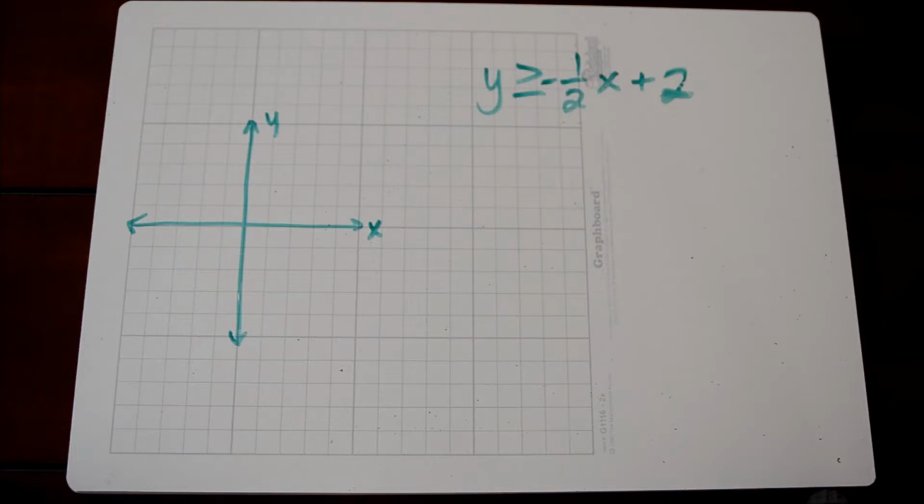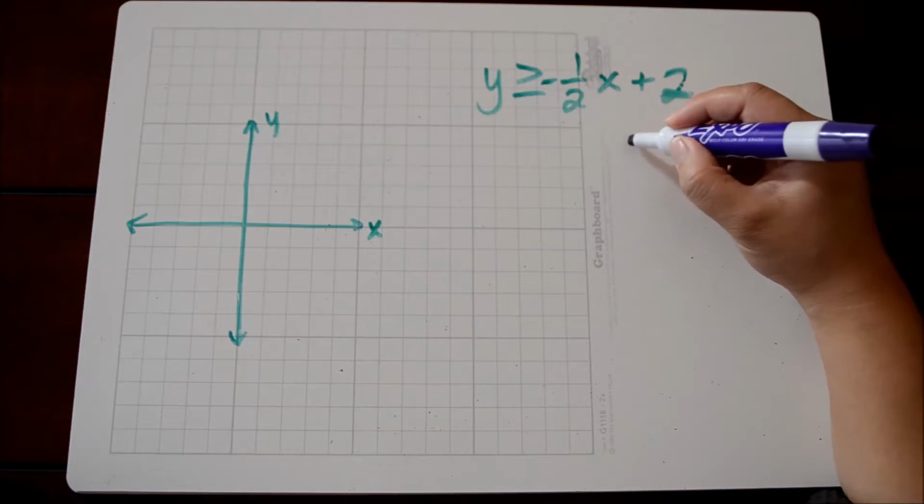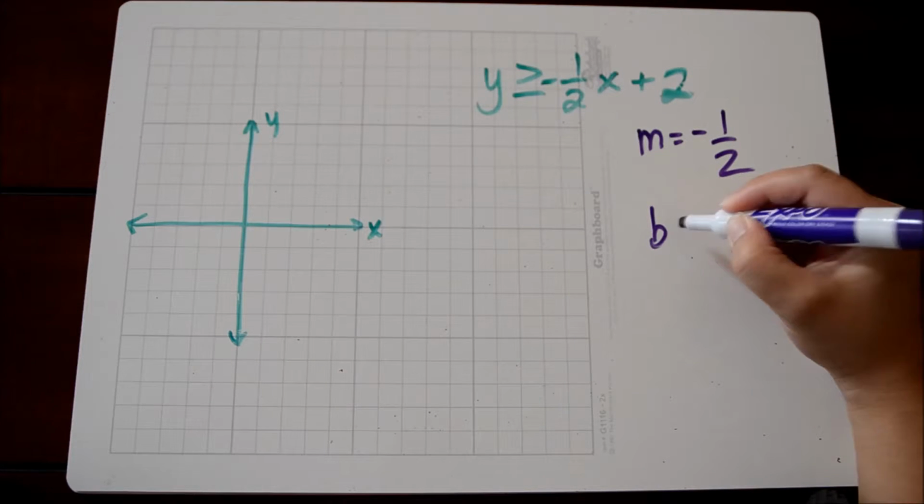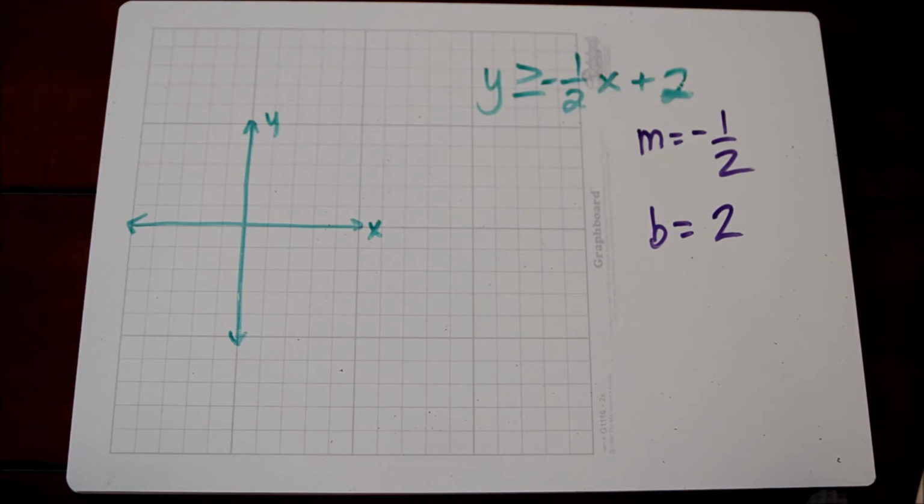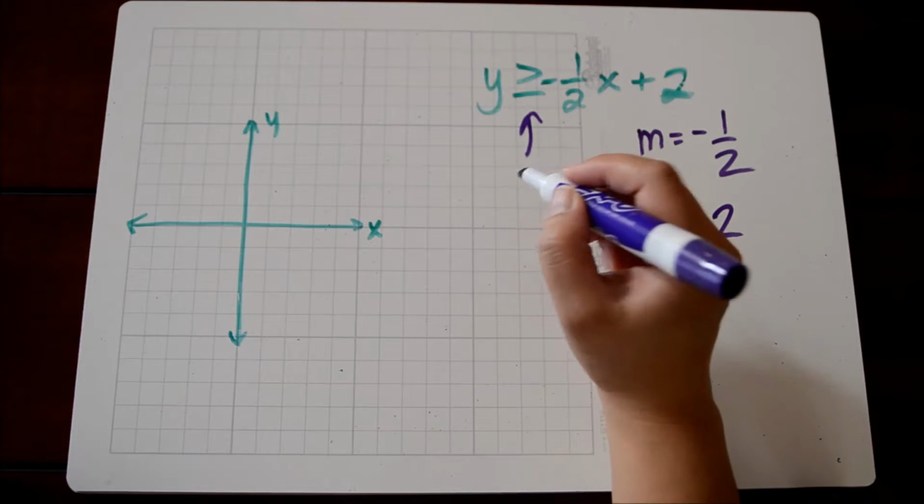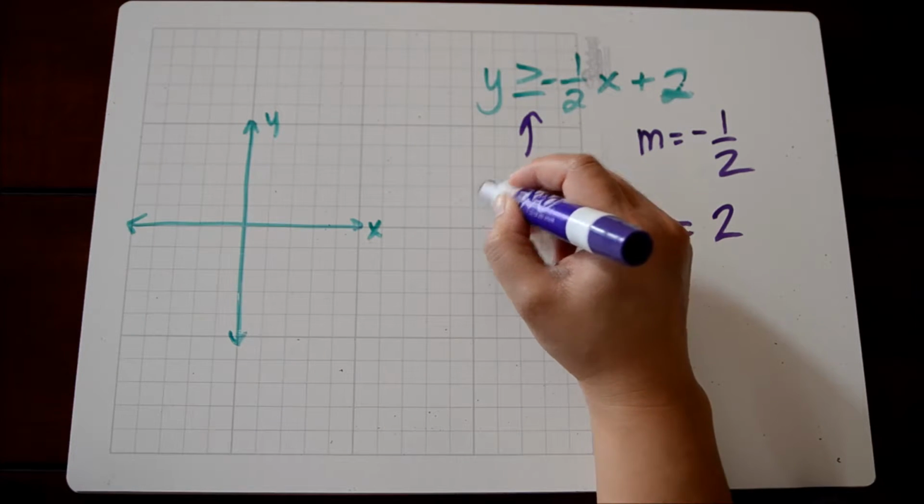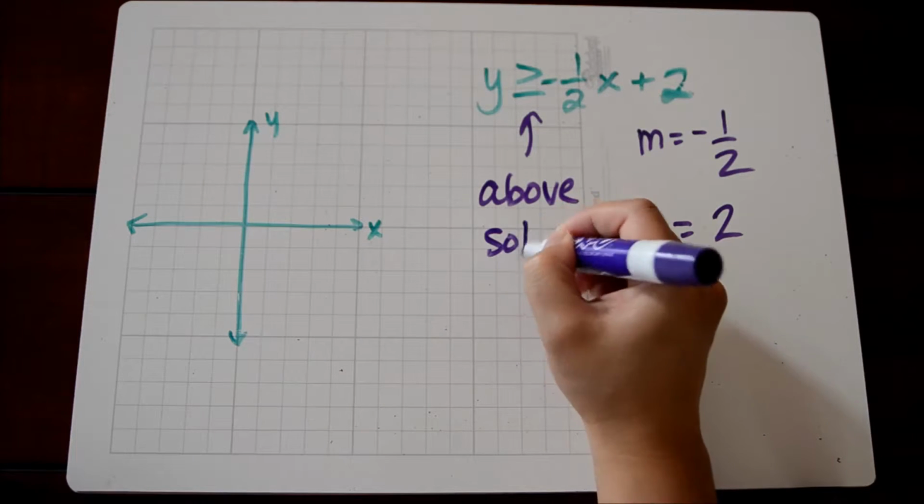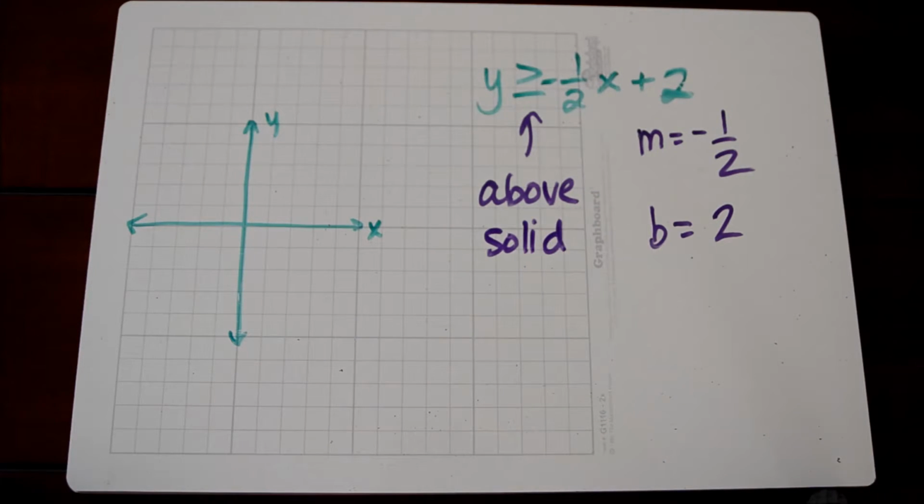Here we have y is greater than or equal to -1/2 x plus 2. Our slope is -1/2. Our y-intercept is 2. This greater than or equal to symbol tells us two things. It tells us that we are going to shade above our boundary line, and it also tells us that we're going to have a solid line because of that equals symbol.